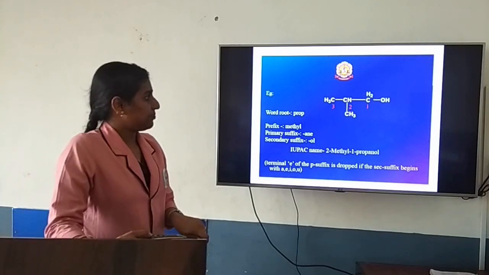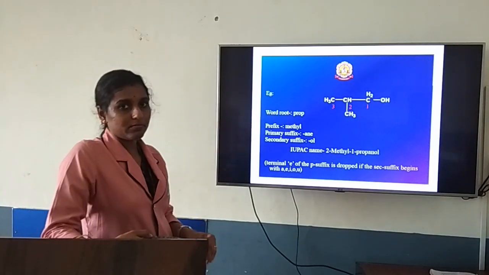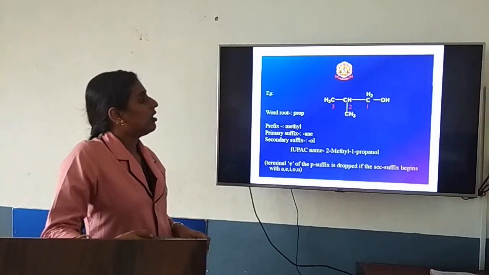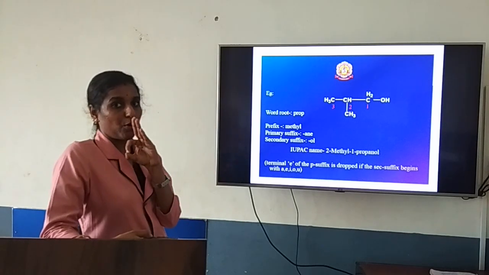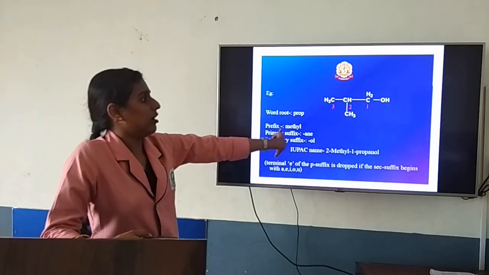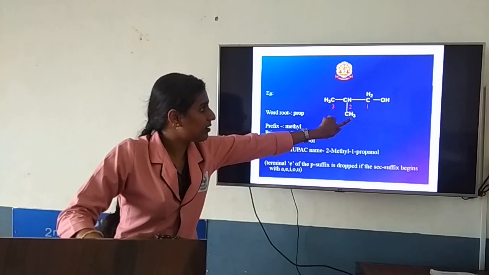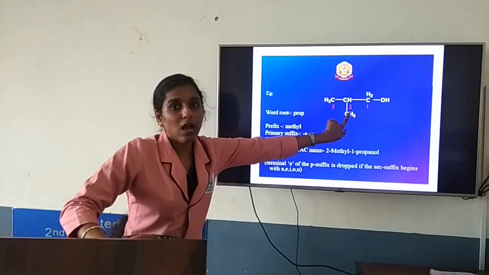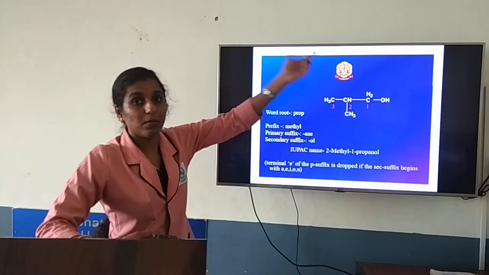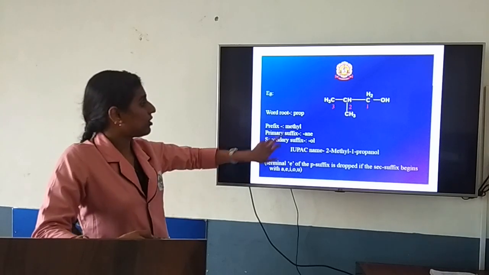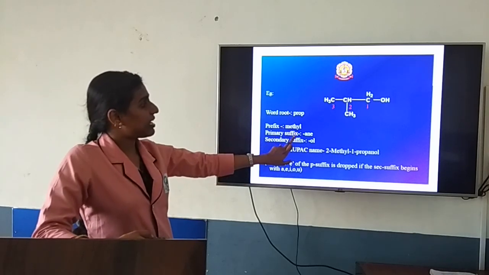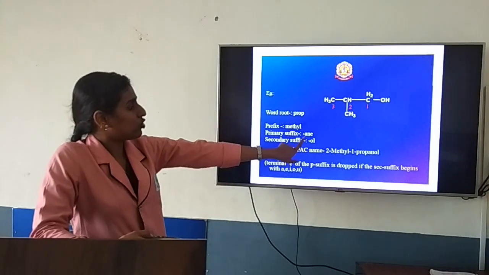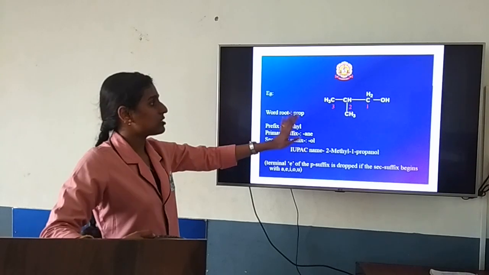So now in this compound, what is the word root? It has 3 carbons, so in the sense it is prop, right? What is the prefix? Here one functional group is present, there another functional group is present. This is nothing but a methyl group, and there it is an alcoholic group. For the methyl group you give the prefix methyl. For the primary suffix, all are single bonds, so it comes as ane, and for the secondary suffix, for the alcoholic group we are going to give ol. Okay, so this is the way of writing.